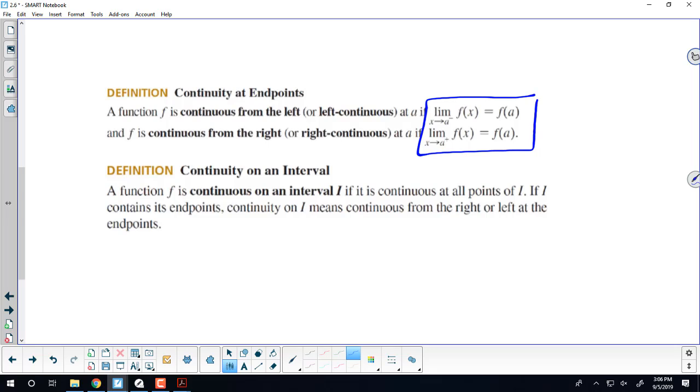Is that bottom one the limit as x approaches A from the right? Yeah. A positive? Yes. Okay. And again, why would we do this? Just think about piecewise functions like those two graphs above. It only makes sense to approach from one direction. So that's how we're going to test continuity at endpoints. And continuity on an interval just means that it's continuous at all points in that interval.